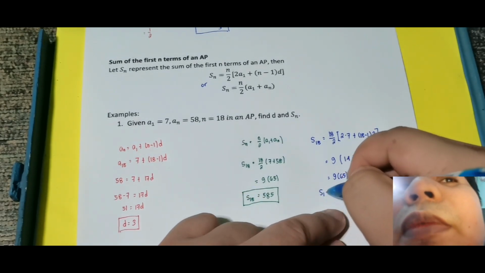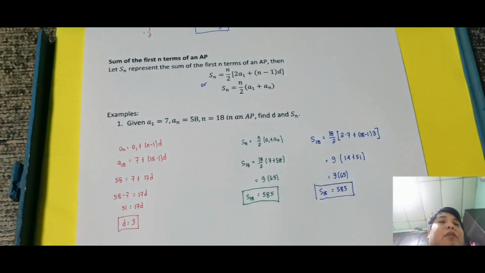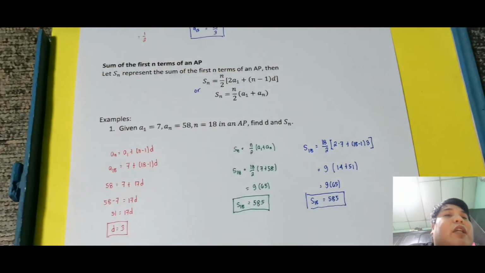So ito yung S sub 18 which is equal sila. So, in any case, useful yung formula kahit sa kanilang dalawa. Okay, so again, kung ano yung nakikita mong given or mas madaling hanapin, gamitin mo.